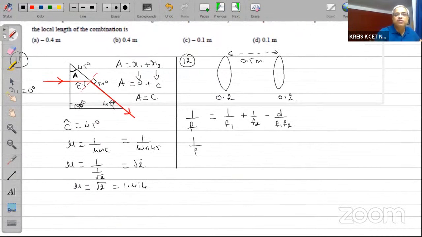So 1 by F therefore should be equal to 1 by 0.2 plus 1 by 0.2 minus D, where D is going to be 0.5, divided by 0.2 into 0.2. So simplify this.